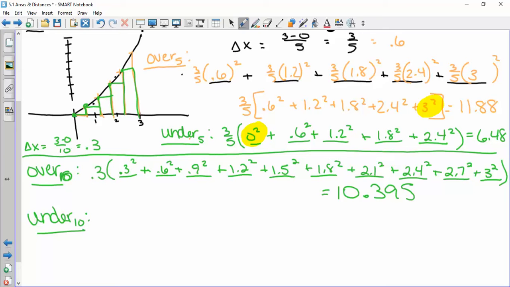So my underestimate with 10, the change in x is still the same. What's going to change? The first and last point. So think about that first rectangle. It started at 0, ended at 0.3. For the overestimate, we plugged in the 0.3. What am I going to plug in this time? 0. And you just add your 0.3 each time. So 0.3, 0.6, 0.9. Where should this one end? 2.7.